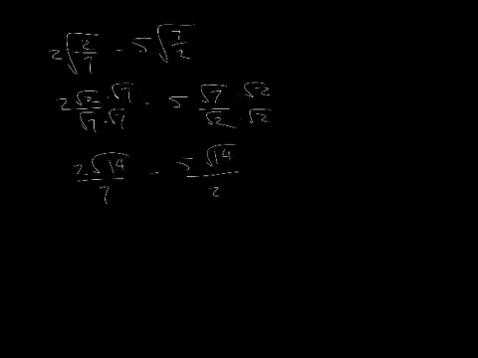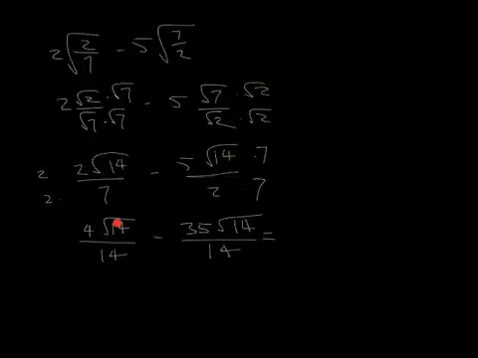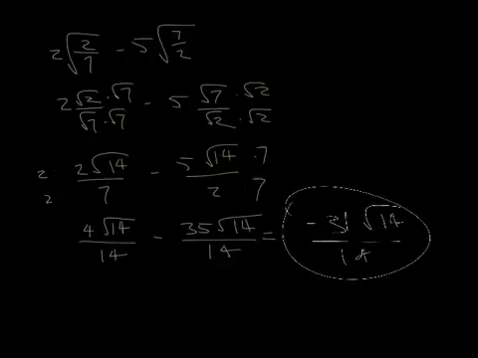So I multiply top and bottom over here by 2, top and bottom over here by 7, and I get 4 square root of 14 over 14 minus 35 square root of 14 over 14. Because, again, my radicals are the same and my denominators are the same, I can go ahead and get negative 31 square root of 14 all over 14 and call it good. That's it for the first video for 32A, and we'll continue on with this lesson in 32B.